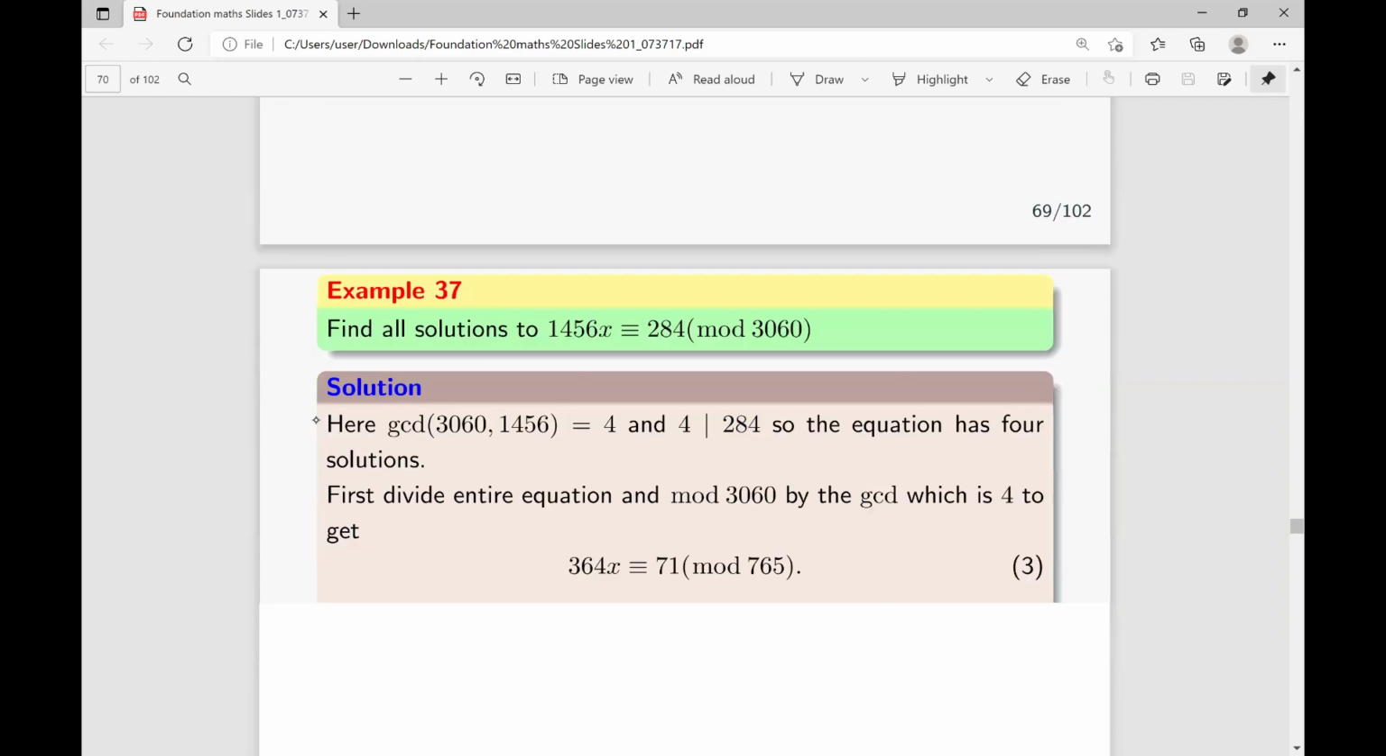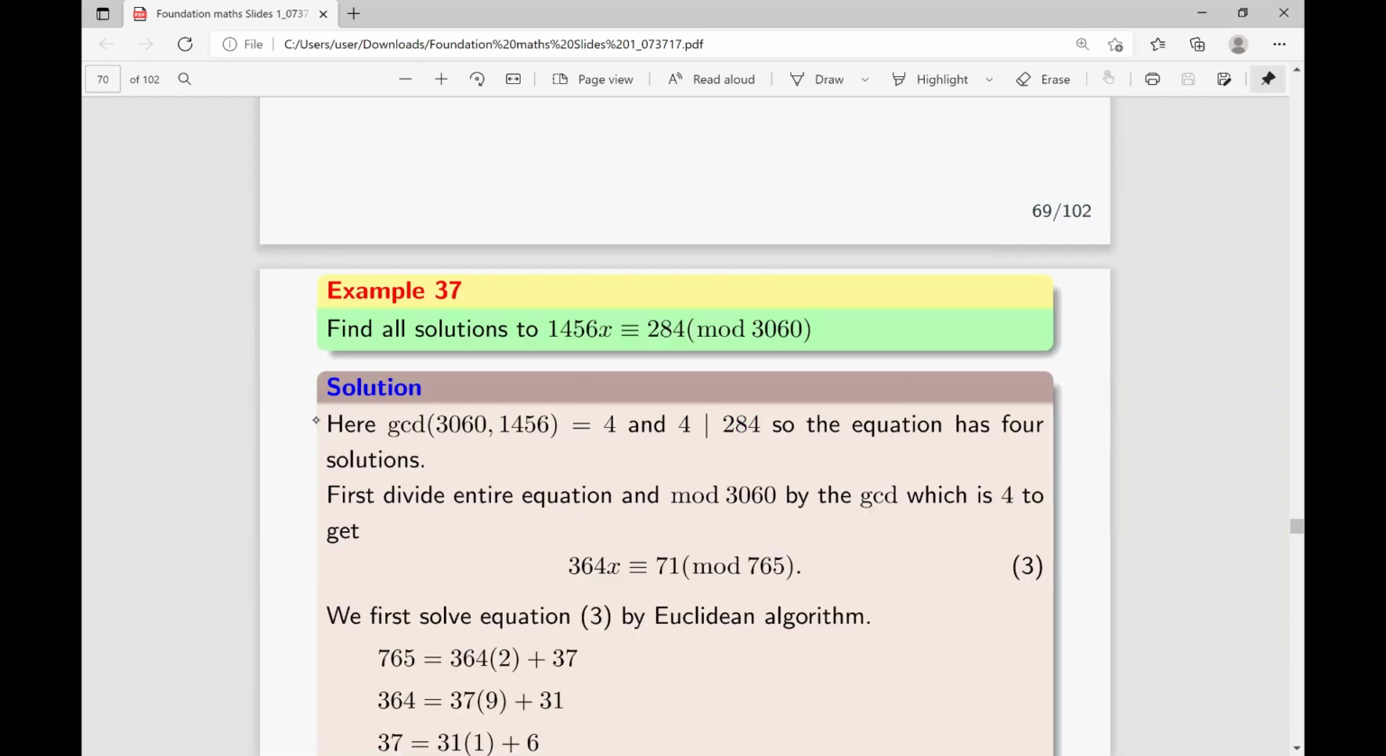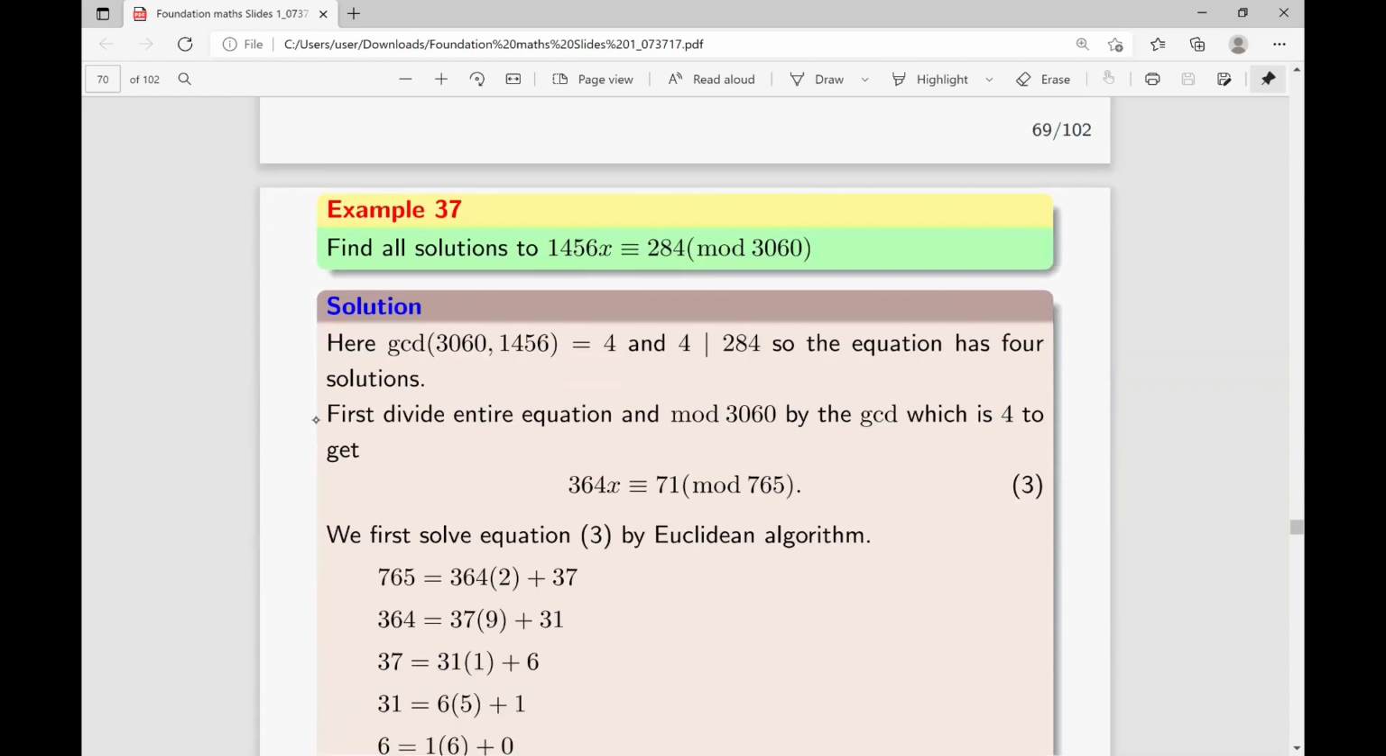Now, I think I should take another example just like that, where we have several solutions. The GCD of this number and this, I discovered it is 4. When you do it, you find it's 4, and 4 divides this number, and 4 divides this number. Is that okay? Yes. So that means this equation has 4 solutions.